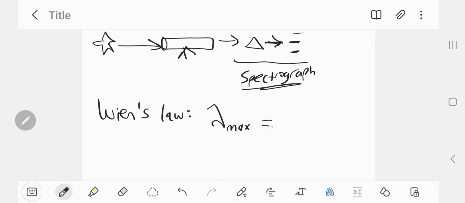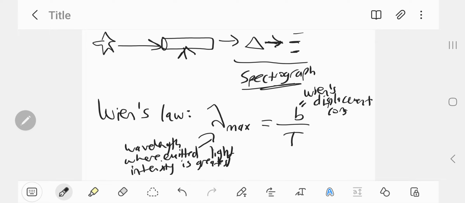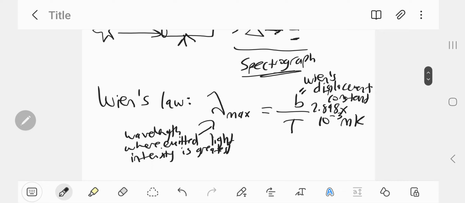Lambda sub max is equal to B over T, where lambda sub max is the wavelength where the emitted light intensity is the greatest. B is just a number. This is known as the Wien's displacement constant, and it's got units. It's basically 2.898 times 10 to the minus 3 meter Kelvin, not millikelvin, meter Kelvin. I'll tell you why in just a moment.